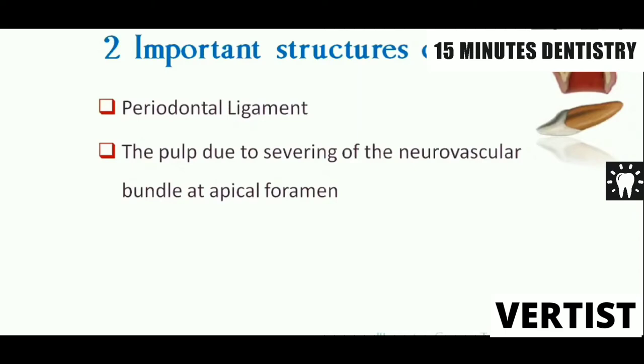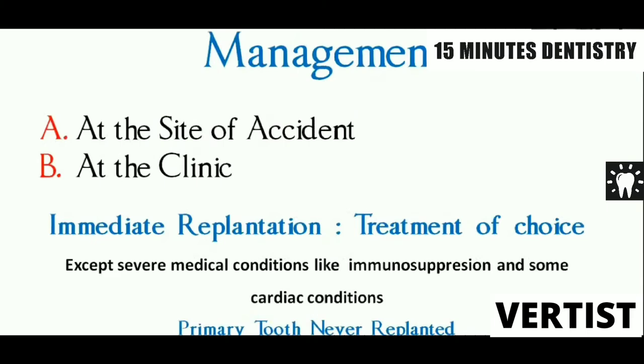The management of an avulsed tooth can be discussed under two broad categories: at the site of accident and in the clinic. But the most important thing to remember is that immediate replantation is the treatment of choice in most cases. There are certain contraindications. There are severe medical conditions like immunosuppression, and sometimes some cardiac conditions contraindicate replantation of an avulsed tooth. Also, a primary tooth is never replanted. So that is the first thing you have to ascertain: whether the tooth which has been avulsed is a primary tooth or a permanent tooth.